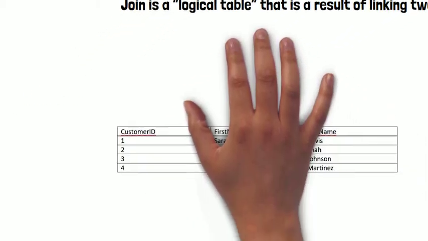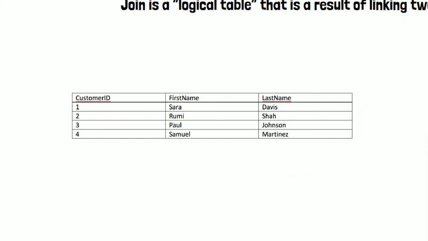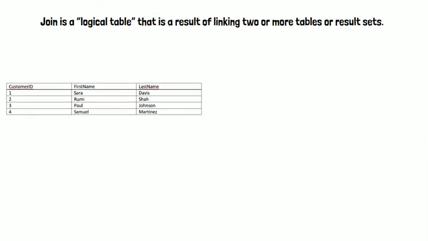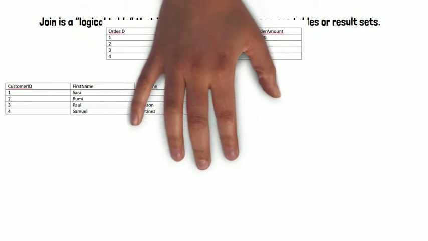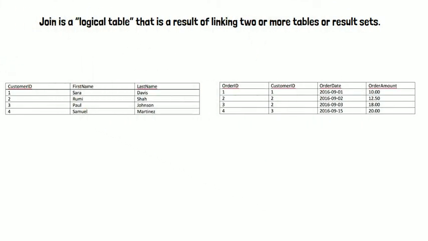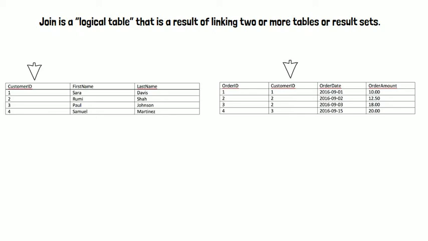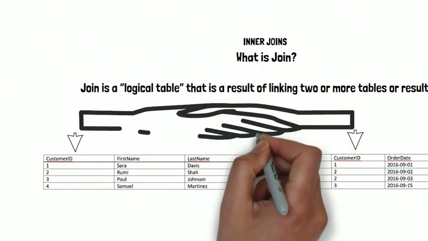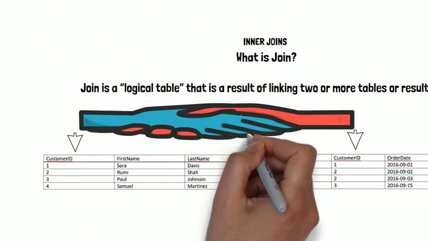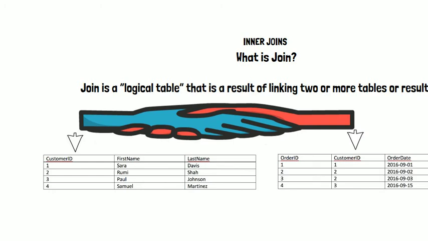For example, I have a customer table with customer ID, first name and last name. Then another orders table with order ID, customer ID, order date, and order amount. We can find the customer ID shows up in both of those tables. Then we can use it to join the two tables together by working as the linking field.